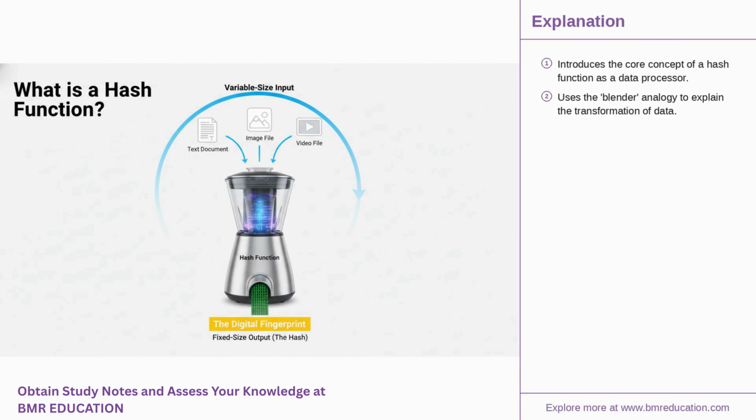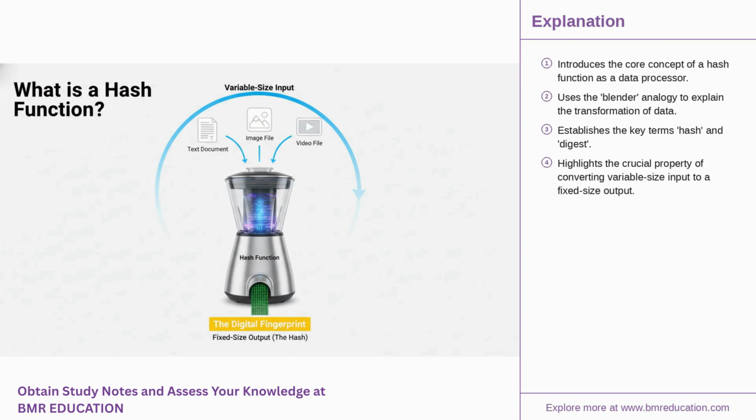The solution to these problems is creating a unique digital fingerprint for any piece of data. This is precisely what a hash function does. Think of it as a magic blender. You can put anything in, a short message, a book, or a feature-length film, and it blends it down into a single, unique, fixed-size string of characters. This output is called a hash, or a digest.